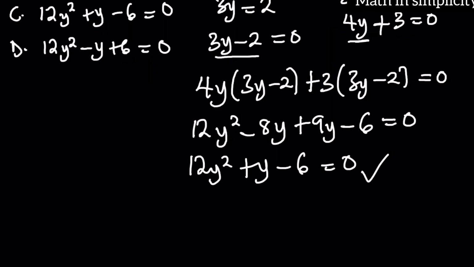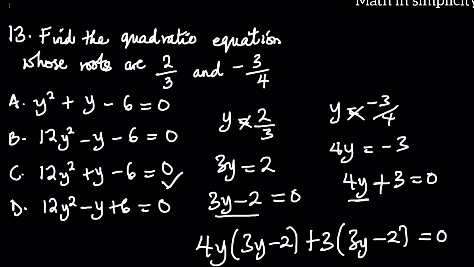Sorry, we had 12y squared plus y minus 6, so that should be option C, which is just there. So that's the correct option, option C, 12y squared plus y minus 6. And that's it for this one.